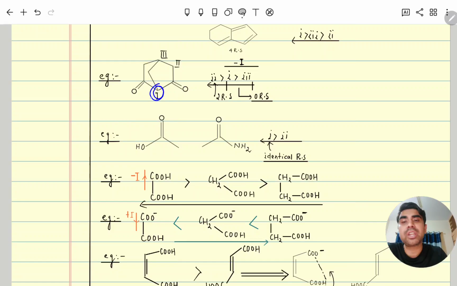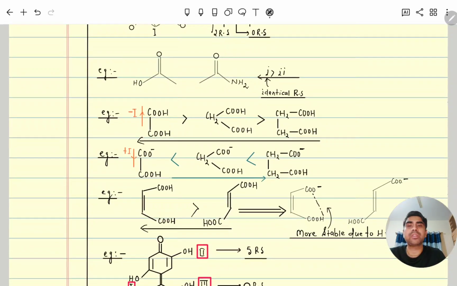Here the negative charge is there, and here also a negative charge, but you can see that here the carbon will give a plus I effect, whereas here the negative charge is stabilized by the minus I effect. So the more stable one has more acidic strength. Which one is more? First, second due to conjugation, then first due to minus I effect, and the third one is last because it has a plus I effect. Clear?